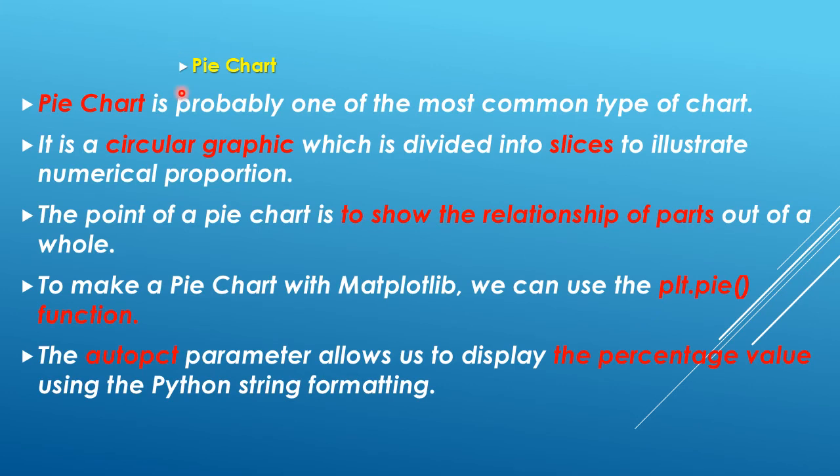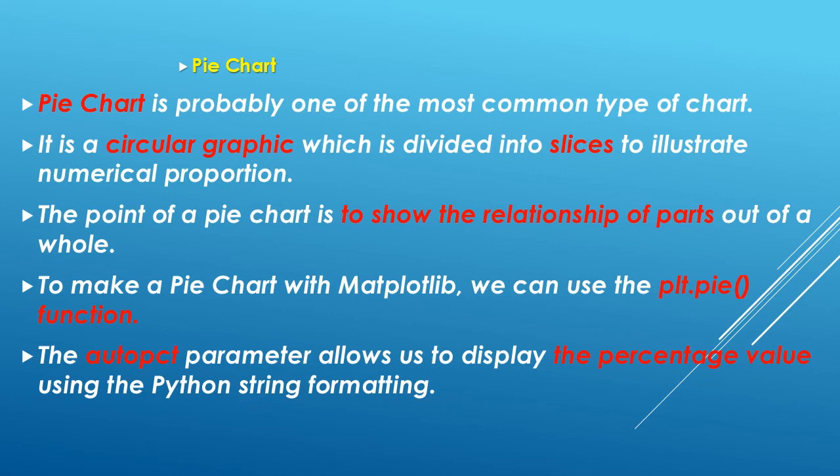Then the pie chart. The pie chart is one of the most common types of chart. It is a circular graphic which is divided into slices, like when we cut a fruit. These show numerical proportions. The point of the pie chart is to show the relationship of parts out of the whole. We make a pie chart with plt.pie, and we also use the autopct parameter, which displays the percentage value using a Python format string.